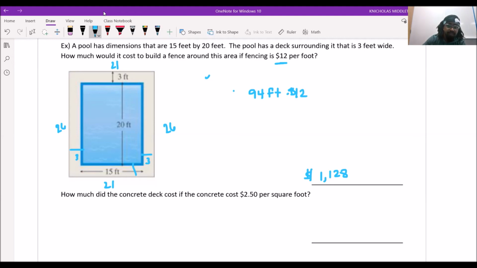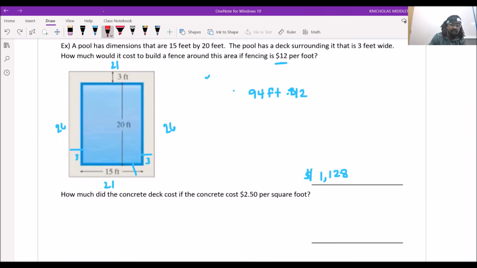So next part now, how much did the concrete deck cost if the concrete costs $2.50 per square foot? So we're gonna have to find two things. We're gonna have to find the area of the pool, and we're gonna have to find the area of the concrete. And this is our thought process through it.